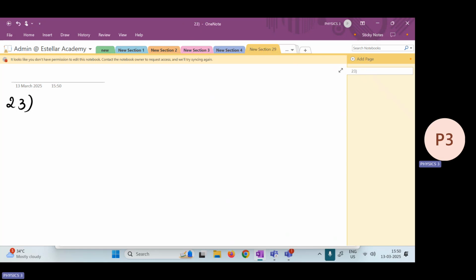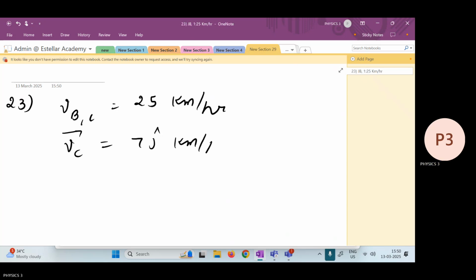We have been given that a bus appears to go with a speed of 25 km per hour to a car driver. Means velocity of bus with respect to car we have been given as 25 km per hour. Driving at a rate of 7 km per hour northwards, means velocity of car is 7 j cap kilometer per hour, because it is moving in the north direction. If the bus actually travels in the east direction, its speed would be, okay, so V_BC, we can write V_B minus V_C.